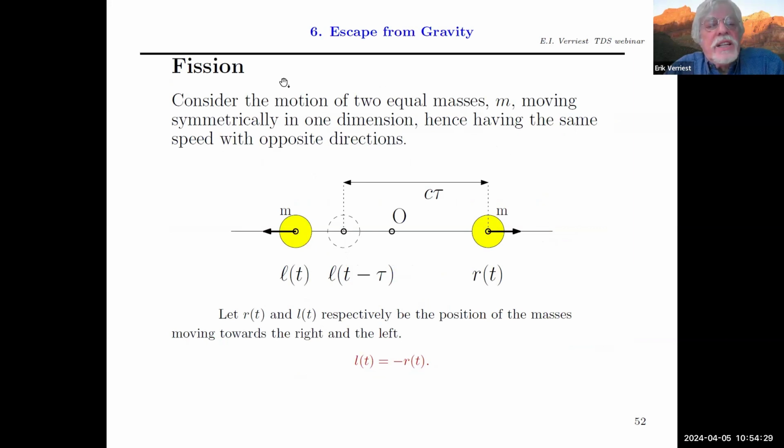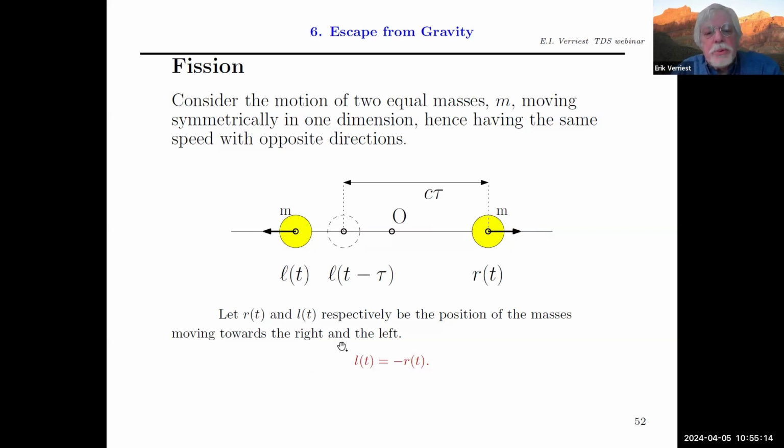Now let's look at the last problem, which is fission. Take two masses that are consolidated at the origin, and then at time zero, for some reason, they split apart. One mass moves to the left, the other equal mass moves to the right with equal initial velocity, and we look at the gravitational effect. So again, if we look at the rightmost mass here, it will feel the gravity of the leftmost mass at an earlier time. So it will feel this gravitational force right here.